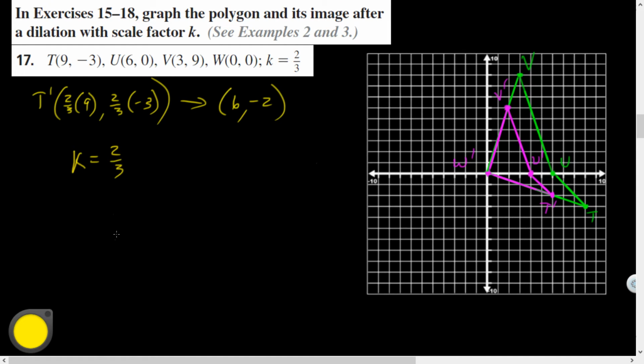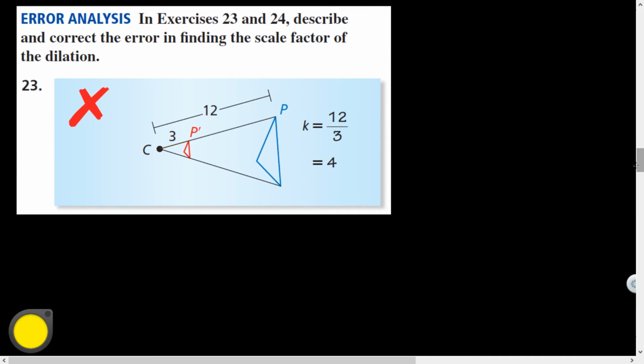So scale factor is 2/3. Ratio of areas. So 2/3 squared. That's going to be 4/9. 4/9 the area for this guy compared to the original. All right, someone catch the error on 23?